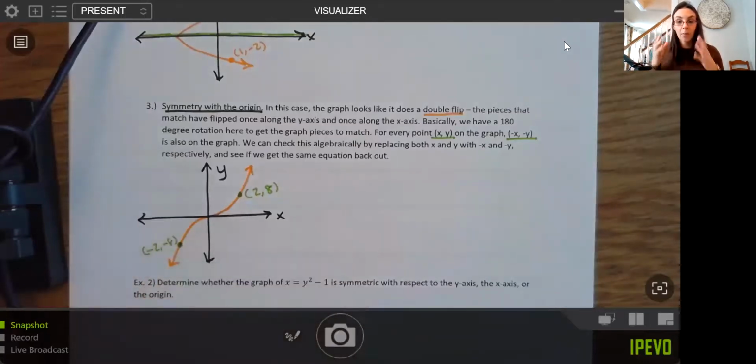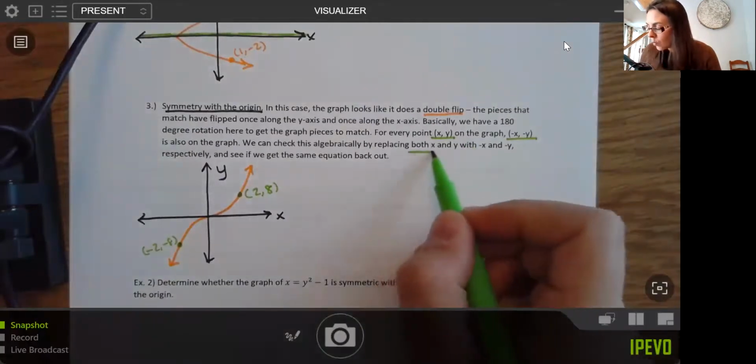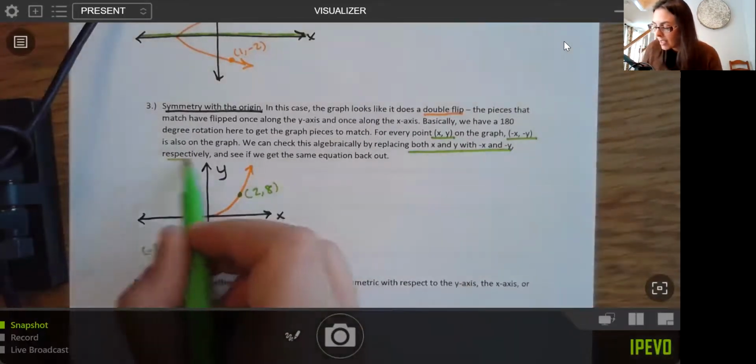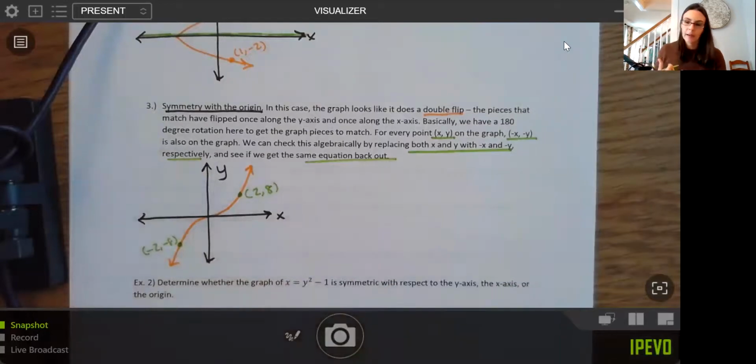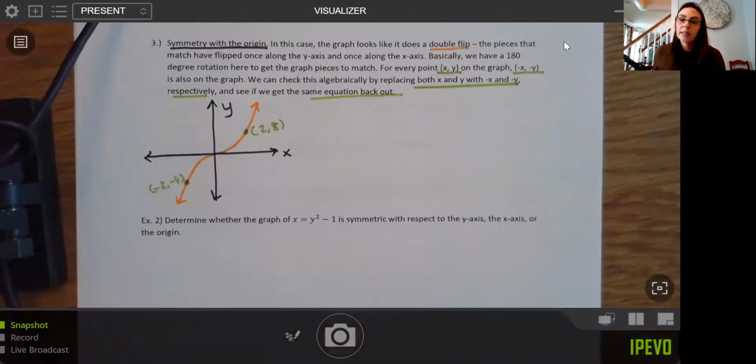Okay, so you have very similar points, but the negative signs change. How do you check this algebraically? What you do is you replace both x and y with the negative counterparts and see if you get the same equation back out. Now, I will note that you can have more than one symmetry.